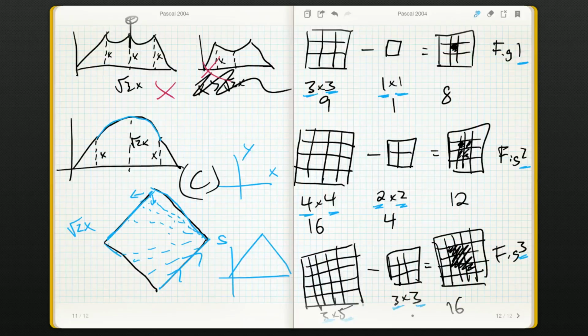Alright, so we can either take note of the pattern that we're seeing. It's going 8, then 12, then 16. It's going up by 4s. So what we could do is draw the next one in the pattern, figure number 4. That'll be a 6x6 grid with the middle 4x4 grid removed. And we should expect to see 20 squares. And that would confirm our hypothesis.